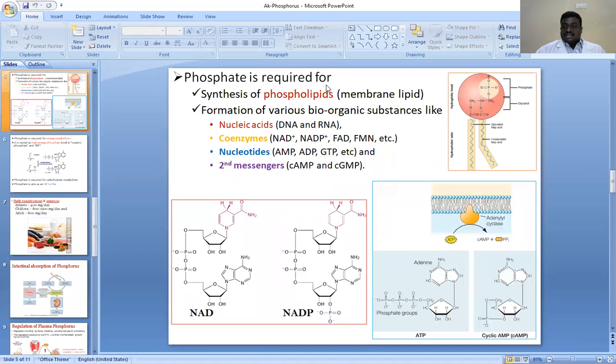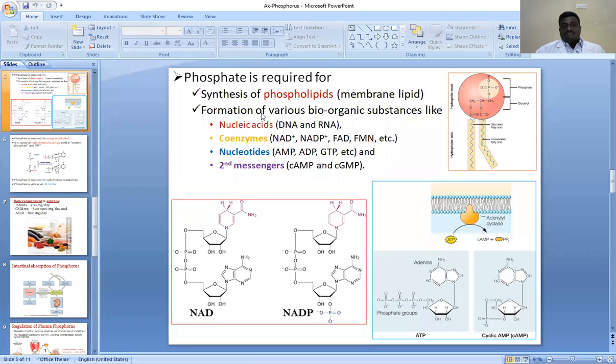So phosphate is required for synthesis of phospholipid. So this is the phospholipid. You know that phospholipid is a membrane lipid. Phospholipid contains a hydrophilic part and a hydrophobic part. Most of the hydrophilic part contains phosphate ions. So phosphate is present at the hydrophilic portion of the phospholipid. So it is a membrane lipid.